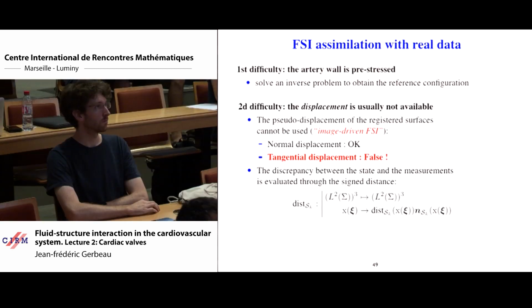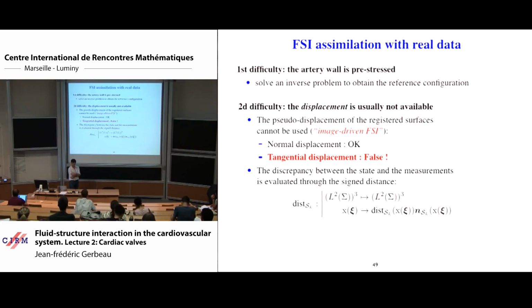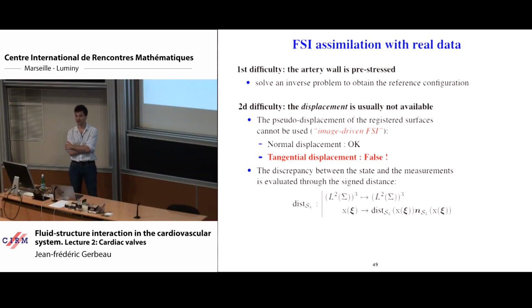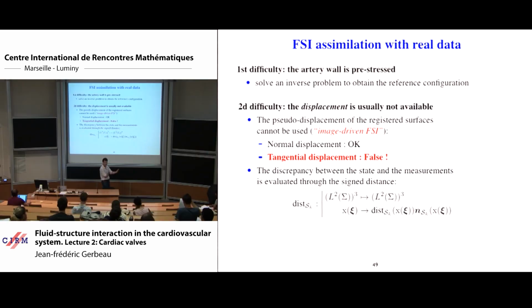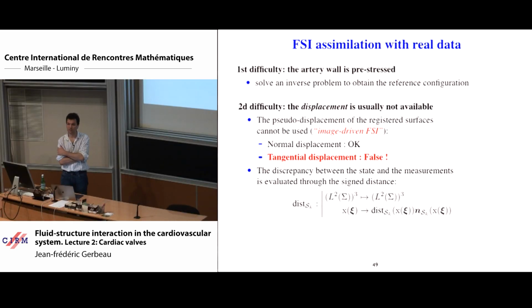The second difficulty was presented by Philippe this morning in the case of the myocardium displacement: in general, you do not have the displacement, really. You could have the displacement, for example, with tagged MRI techniques for the myocardium, but as Philippe said, this is not routine today. And for the artery, to my knowledge, it is not used. So we do not have the displacement. You do not know the displacement of the material point. What you know is the normal displacement of the point, not the tangential displacement.